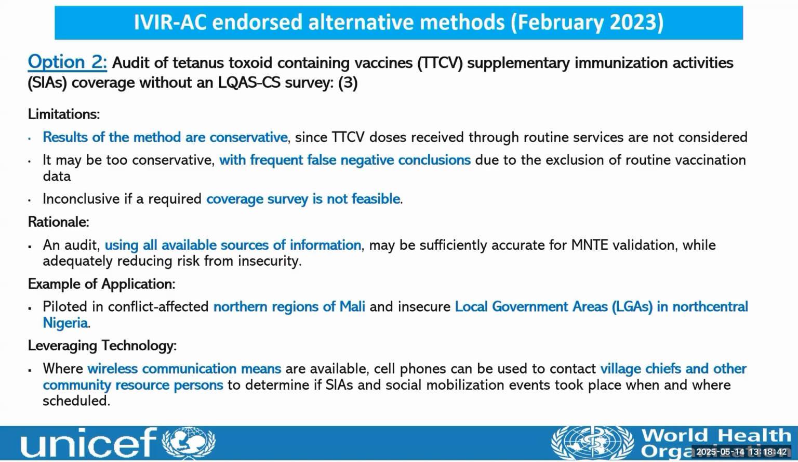An audit using all available sources of information may be sufficiently accurate for MNTE validation while adequately reducing the risk of insecurity. Examples of application, like I said, we piloted it in the northern region of Mali, and in local government areas in the north central region of Nigeria. It also provides an opportunity to leverage technology. Where you have wireless communication, cell phones can be used to reach out to village heads, community contact persons and resource persons to ask questions. Did rounds of campaigns actually take place? Did vaccinators come? Those kinds of questions can help further support our claims and conclusions. Next slide.